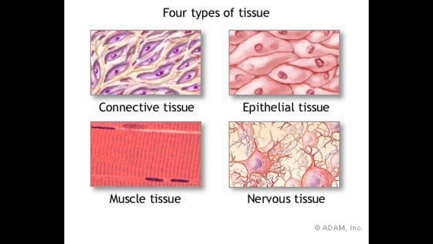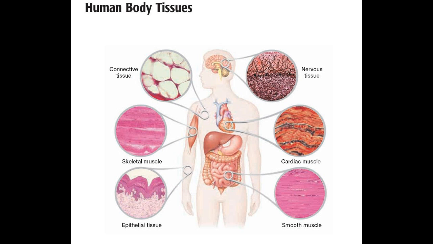We have four types of tissues: epithelium, muscle, connective tissue, and nervous tissue. A tissue is a group of similar cells organized to do a specific function. Epithelium: the surfaces of your body, inside and outside, are covered with epithelium. For example, the surface of your skin, airways, urinary tract, and digestive tract.